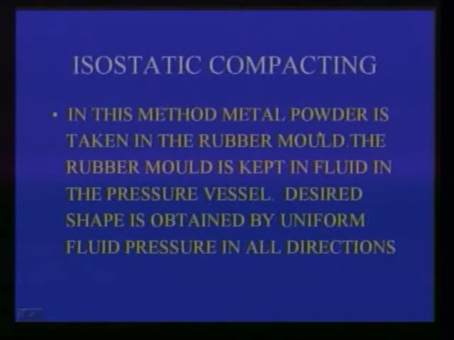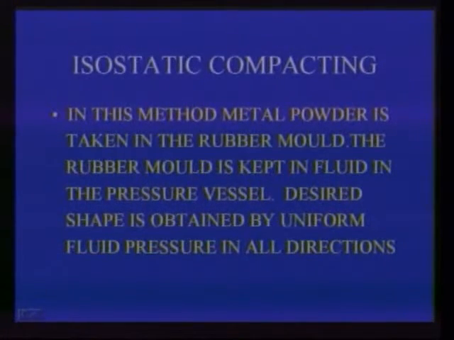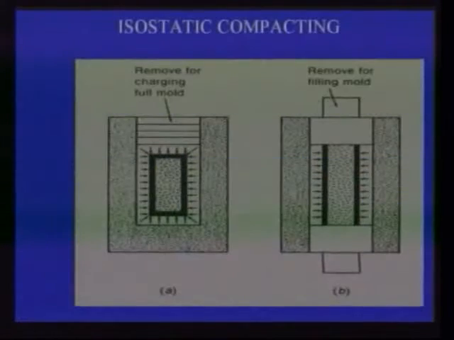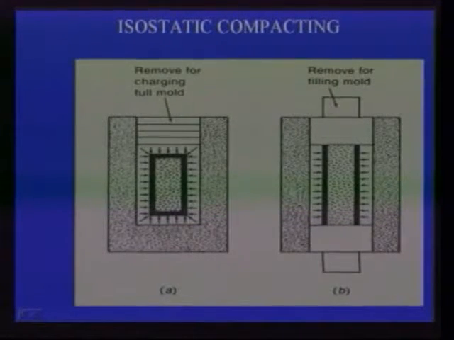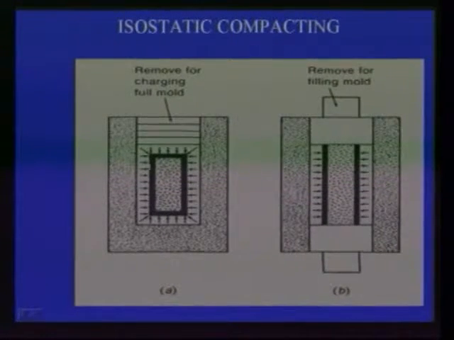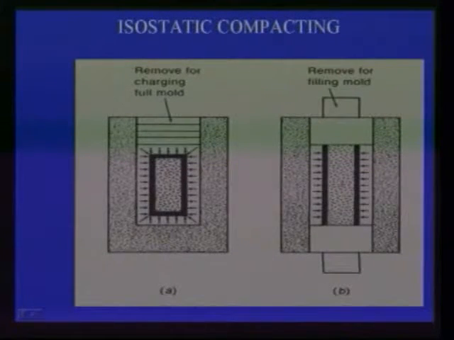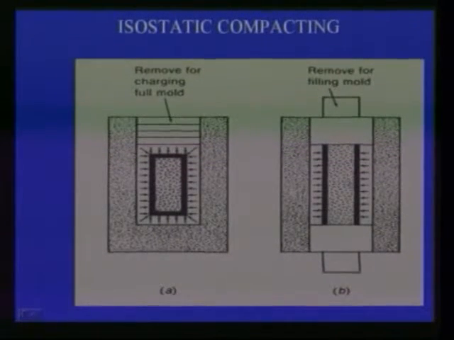Another compacting method is isostatic compacting. In the isostatic compacting method, the metal powder is taken in a rubber mold. Then the rubber mold is kept in fluid in the pressure vessel. The desired shape is obtained by uniform fluid pressure in all directions. You see diagrammatically how isostatic compacting takes place. Here this is the rubber mold. It is filled with the metal powder and is subjected to fluid pressure equally in all directions.